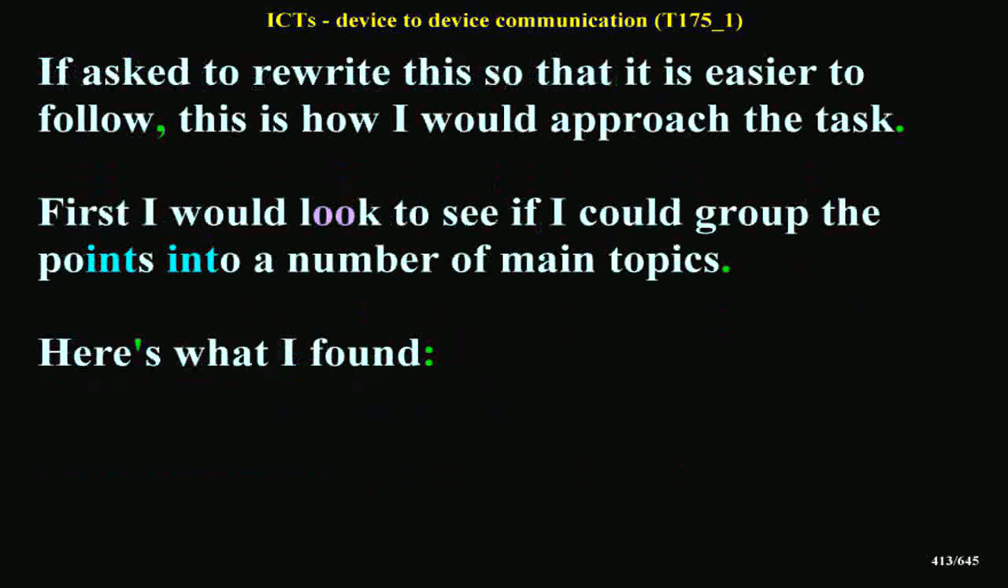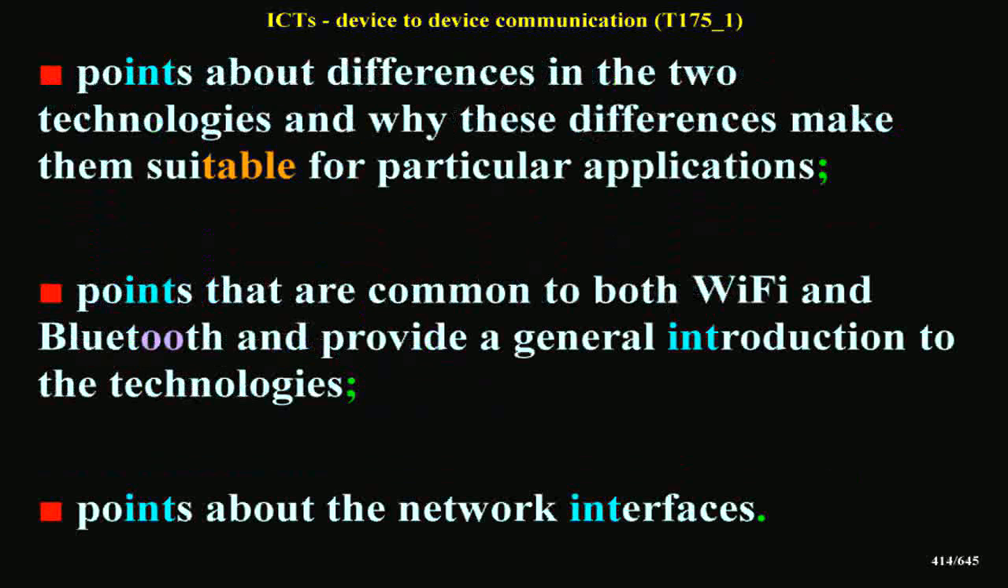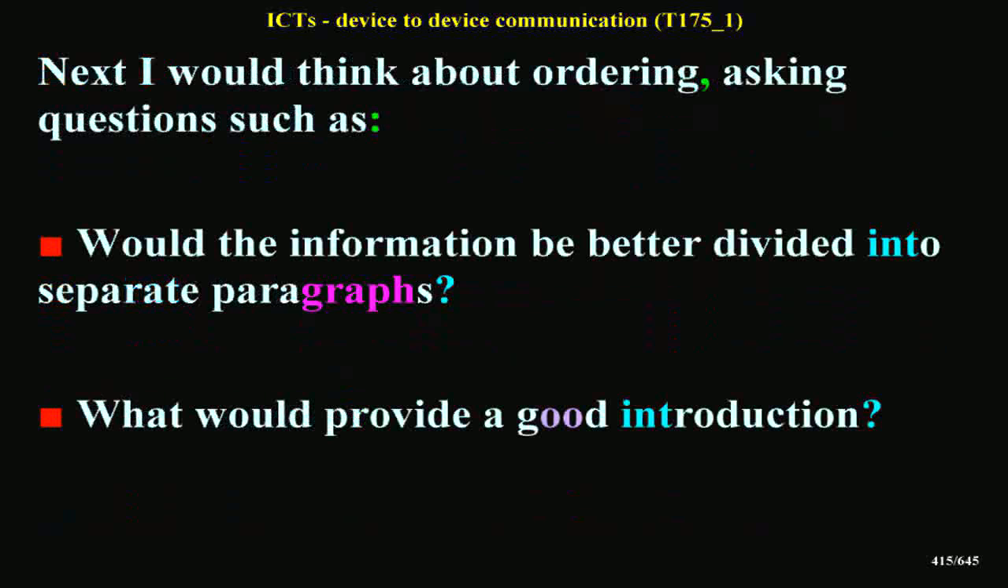If asked to rewrite this so that it is easier to follow, this is how I would approach the task. First, I would look to see if I could group the points into a number of main topics. Here's what I found. Points about differences in the two technologies and why these differences make them suitable for particular applications. Points that are common to both Wi-Fi and Bluetooth and provide a general introduction to the technologies. Points about the network interfaces. Next, I would think about ordering, asking questions such as, would the information be better divided into separate paragraphs? What would provide a good introduction?